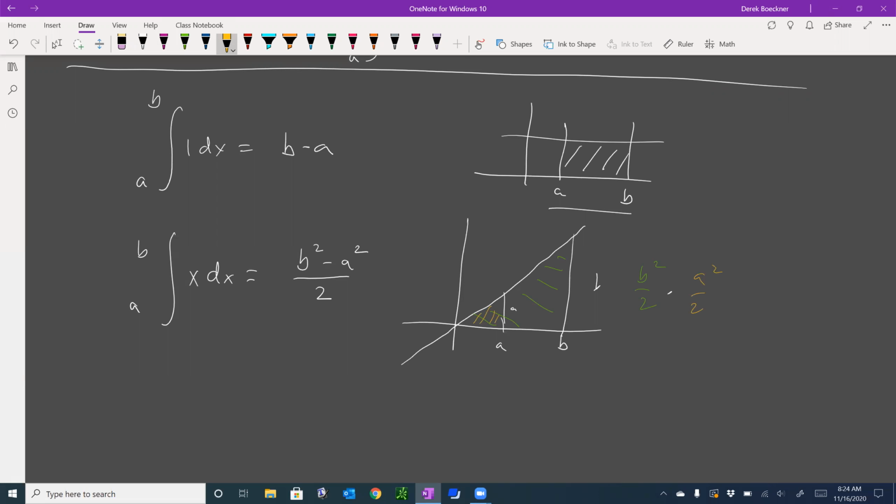And so the area that we're actually interested in is b squared minus a squared over 2. Okay. So how do I know this bit before I knew the triangle? Because I've done this before. But yeah, you want to draw the triangle basically.